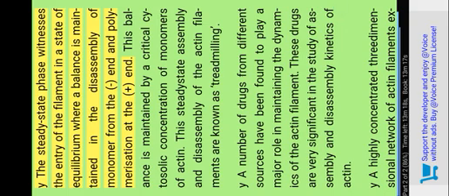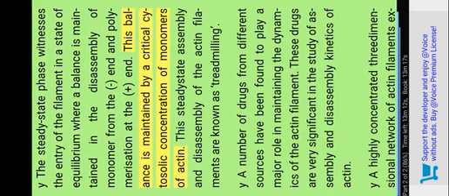Why the steady state phase witnesses the entry of the filament in a state of equilibrium where a balance is maintained in the disassembly of monomer from the end and polymerization at the plus end. This balance is maintained by critical cytosolic concentration of monomers of actin. This steady state assembly and disassembly of the actin filaments is known as treadmilling.